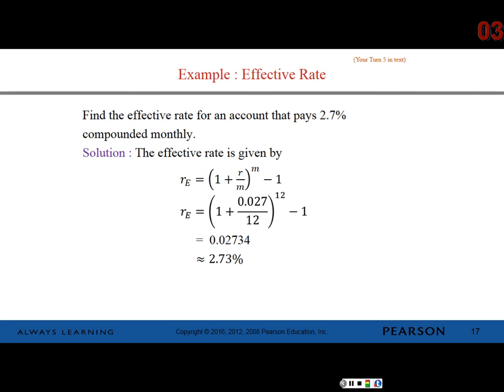And since your nominal rate is 2.7%, that's 0.027. And the number of times you're compounding a year is 12 because you compound monthly. And then you raise that to the 12th power, subtract 1, and if you do the arithmetic, and again, it's important that you do the arithmetic carefully, then your effective rate is 2.73%. So it's a little bit higher than the nominal rate.